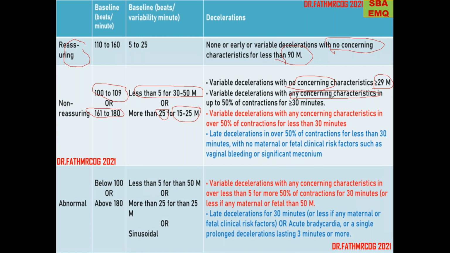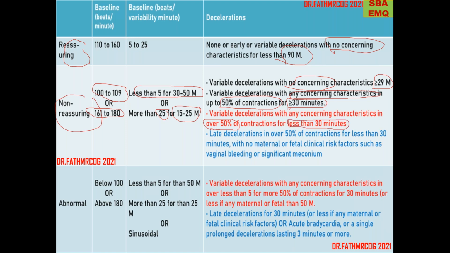If there is a concerning characteristic in up to 50% of contractions for 30 or more minutes, this is non-reassuring. Okay, this is very important. And if there is variable deceleration with any concerning characteristic over 50% of contractions for less than 30 minutes.